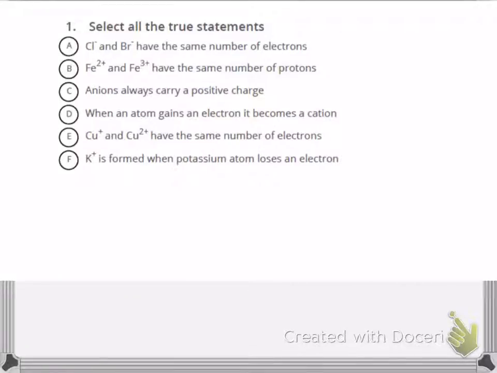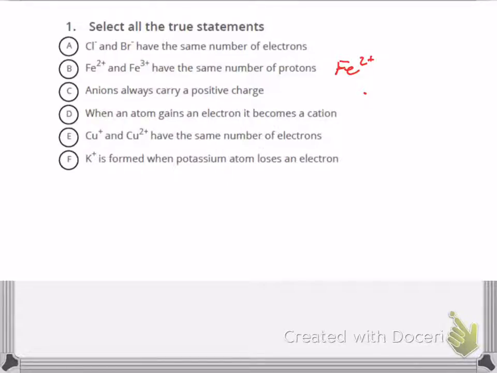Okay, so for those of you who may not have been able to make the review session on Wednesday, I want to give you an opportunity to check your answers and listen to the rationale behind some of the answers. Okay, so we had to select all the true statements. It was mainly making sure that you feel comfortable with some of the definitions that we've used over the year. So chlorine and bromide cannot have the same number of electrons.